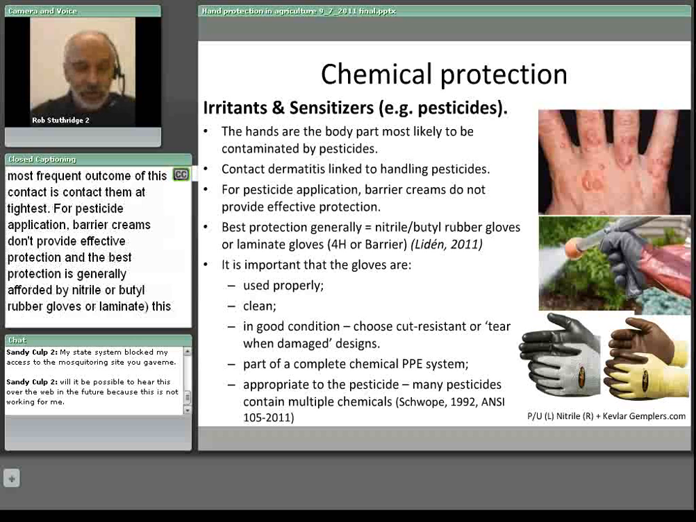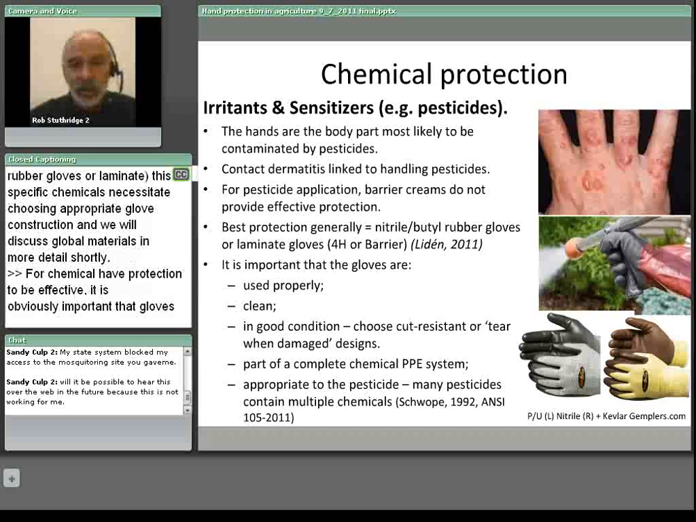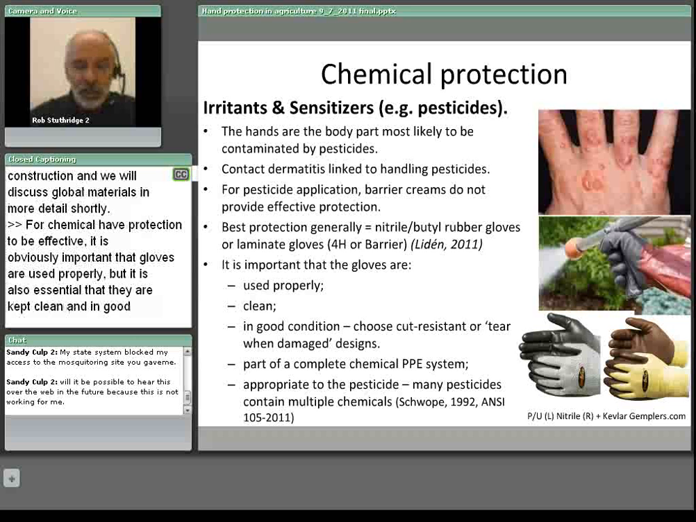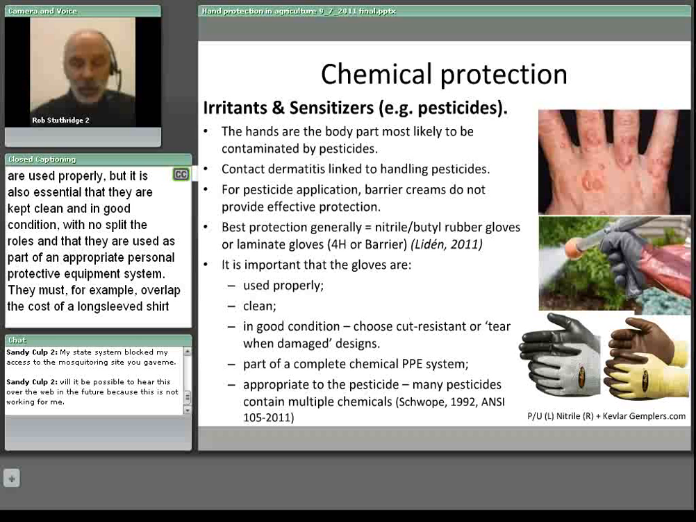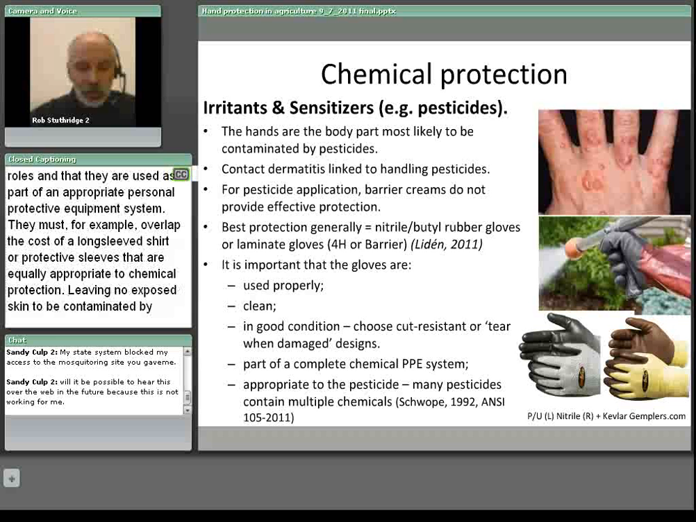For chemical hand protection to be effective, it's obviously important that gloves are used properly, but it's also essential that they're kept clean and in good condition, with no splits or holes, and that they're used as part of an appropriate personal protective equipment system. They must, for example, overlap the cuffs of a long sleeve shirt or protective sleeves that are equally appropriate to chemical protection, leaving no exposed skin to be contaminated by spray or splashes. It's of almost no value wearing gloves but leaving the arms, legs, body or face exposed to contact with the chemical.